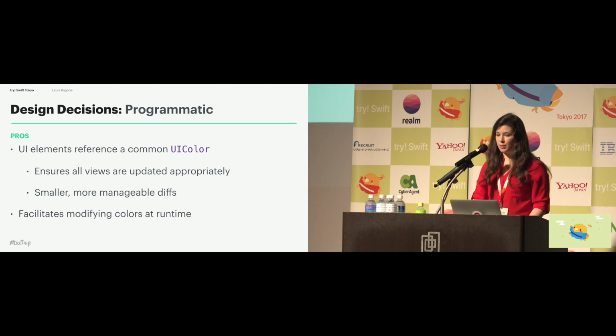This offers several benefits. We can be certain that all UI elements referencing a color update as intended. As an added bonus, the diff created by this change touches only one file, a benefit I'm sure your teammates will appreciate when reviewing your pull request. And unlike the Interface Builder approach, programmatically referencing colors helps allow you to create custom themes.